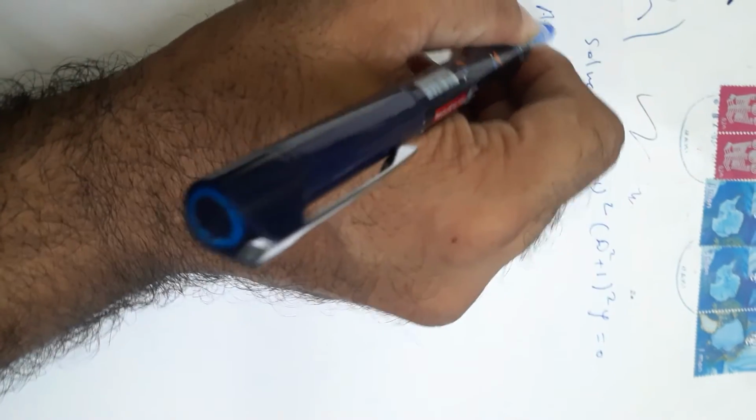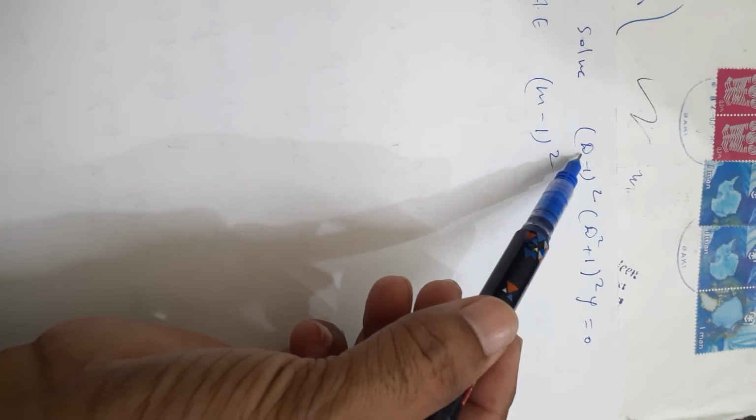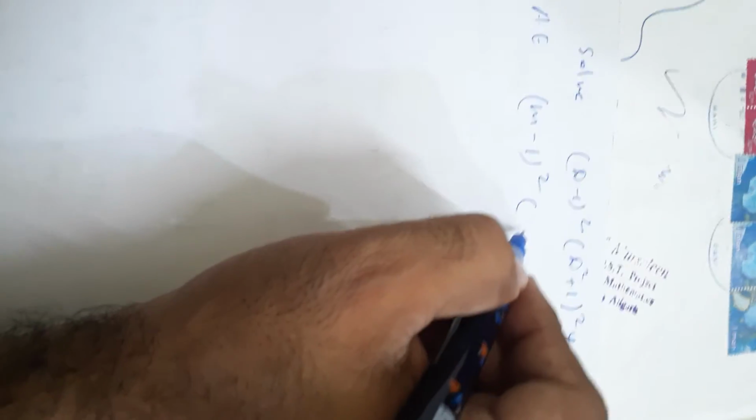Therefore, first of all we find the auxiliary equation. We have (m minus 1) whole square, just replacing m in place of D, (m square plus 1) whole square, and we write this question again.